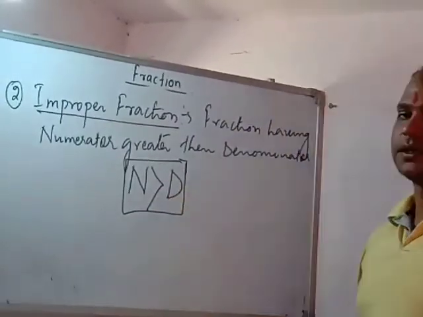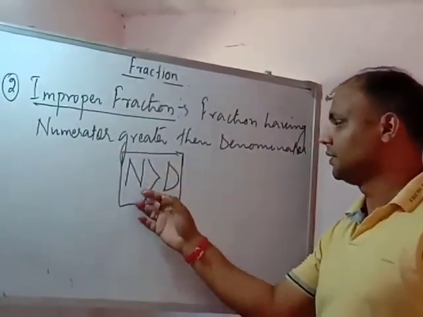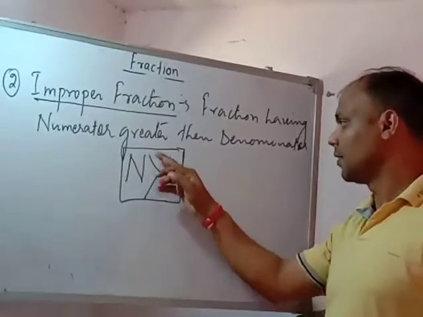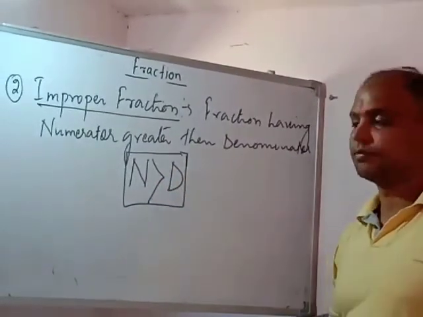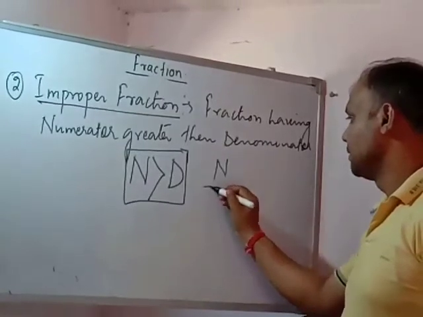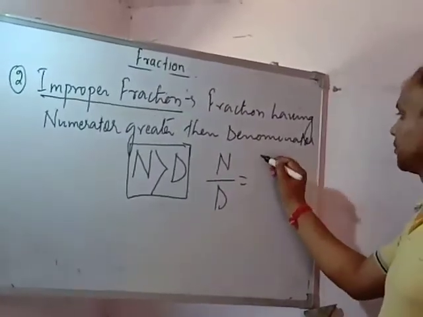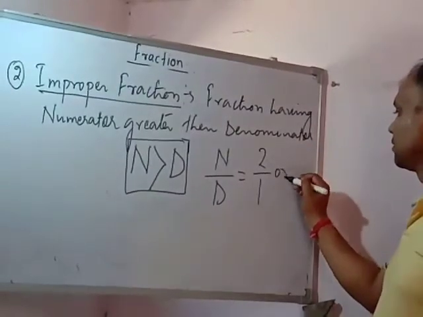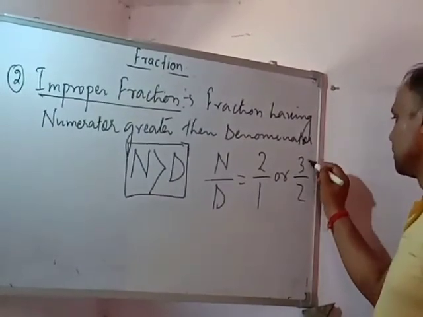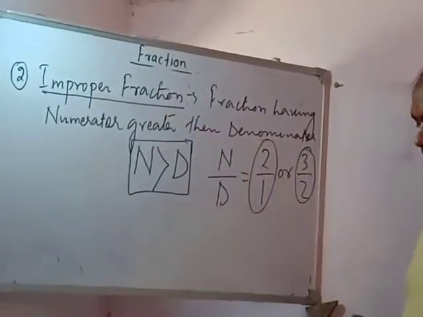This is the inequality sign. The side which mouth is open is greater and the side which mouth is closed is smaller. Now I write in fraction form n by d, where the numerator is greater than the denominator, suppose 2 by 1 or 3 by 2. This type of fraction is called an improper fraction.